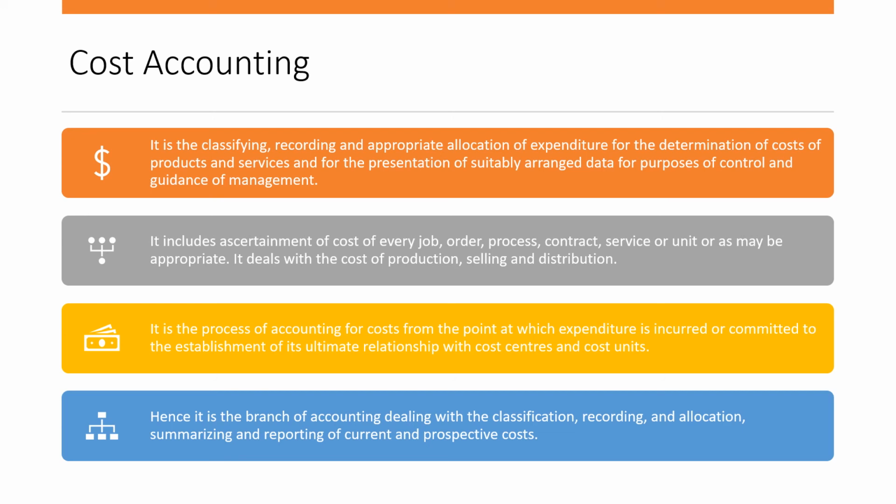It is also the process of accounting for cost from the point at which the expenditure is incurred to the establishment of its ultimate relationship with cost centers and cost units. So if I have to explain in simple terms, cost accounting is that branch of accounting which calculates the cost of a product from the beginning till the end. And it does it in the form of double entry system. It records, it classifies, it allocates, and then it reports whatever is the current cost and the prospective cost.